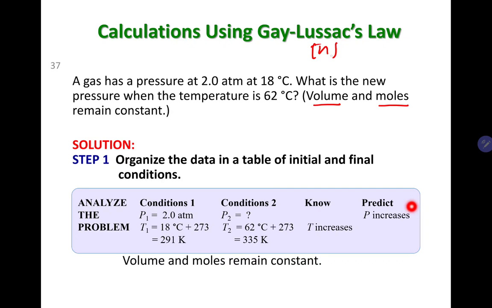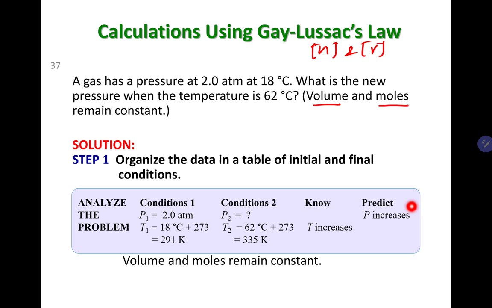Whenever N and V are constant, we use Gay-Lussac's law, which is P1 over T1 is equal to P2 over T2. We know that now. We know the initial pressure and temperature, and then the final temperature is increased to 62 degrees Celsius. So what should happen to the pressure? It should also increase.